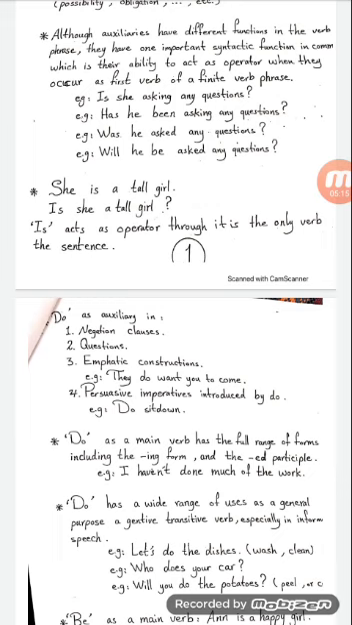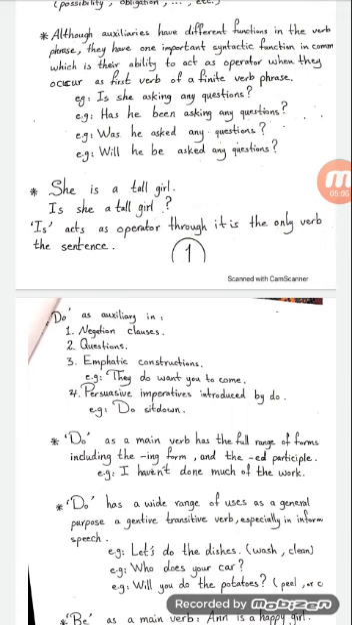We use do. Do as a main verb has the full range. So if we move to do as a main verb, as we use it as an auxiliary, we use it as a main verb. It includes the full range of verb forms, including the ing form and the ed participle, ed1 and ed2, and the s form. In the base form we use do, in the s form we use does, in the ed1 we use did, in the ed2 past participle we use done. In the ing form, the present participle, we use doing. Example, I haven't done much of the work.